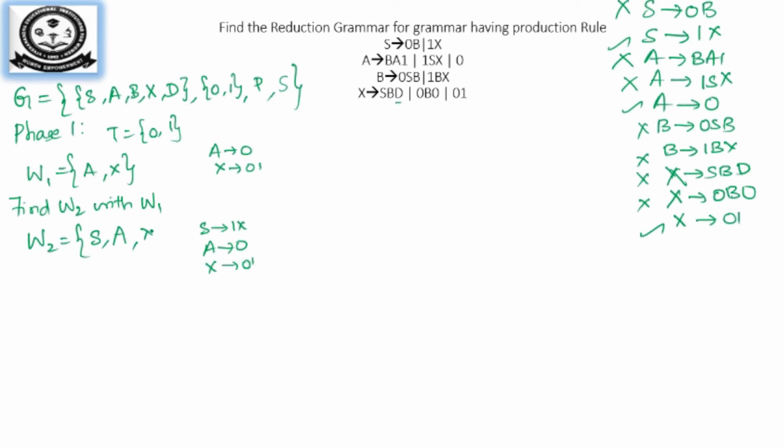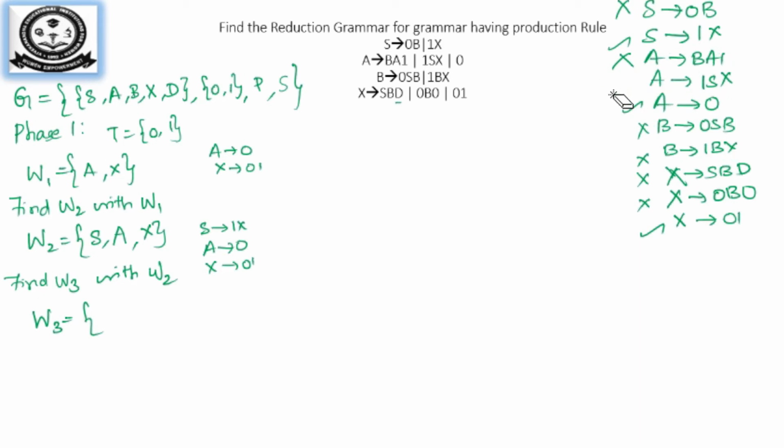So now I will include X. So you can see there is a difference from D1, W1 and W2. Now we will find W3 with W2. What will be W3 is there will be no change in these three rules, because you don't have B, you don't have D, and so you will not have that rule.